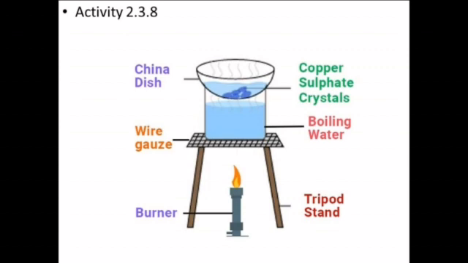The queries related to this activity are: what do you observe in the china dish? The crystals of copper sulfate start forming in the china dish. Do the crystals look alike? Yes, the crystals look alike. Next, how will you separate the crystals from the liquid in the china dish? To separate the crystals from the liquid, use filter paper.